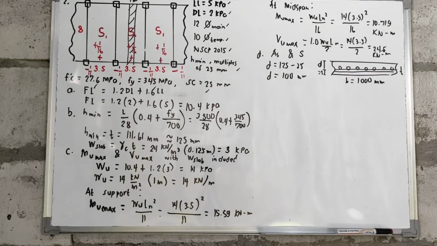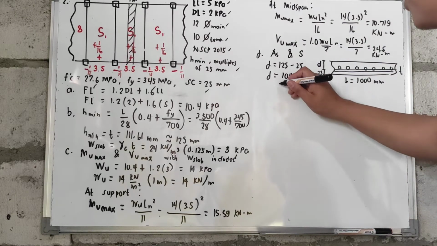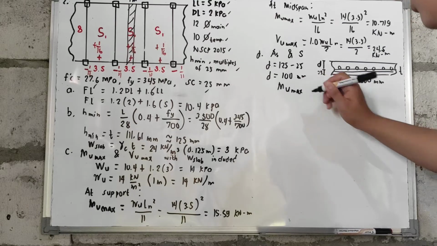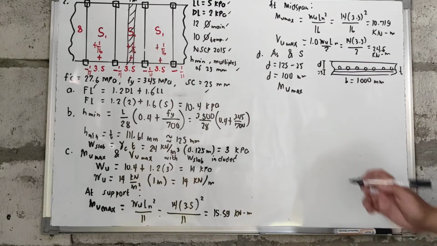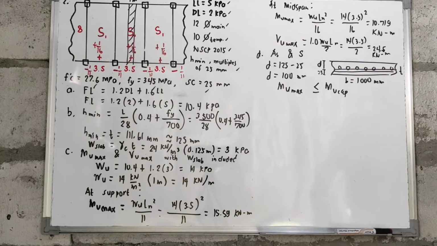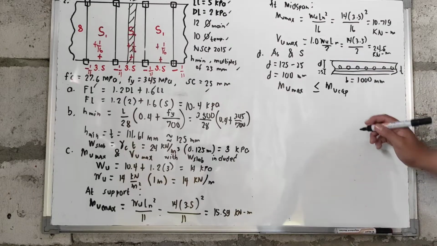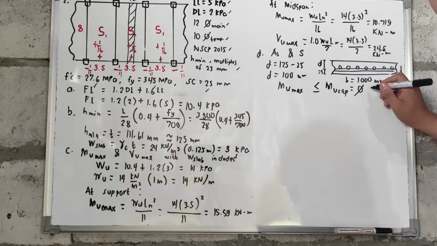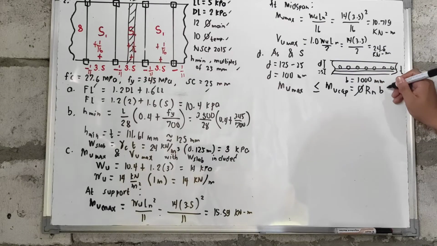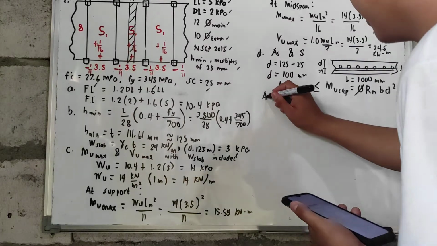So, after nating ma-compute yung value ng effective depth natin, pwede na natin gamitin yung principle natin, di ba? Yung Mu max natin, which is nakuha natin sa mga loads natin, dapat less than or equal yan to the value of your Mu capacity. Wherein yung Mu capacity natin, makukuha natin yan by means of using yung mga formulas natin sa RCD, wherein yung Mu capacity is equal to reduction factor, nominal resistance, b d squared. So, meron tayong dalawa. Yung at support muna. So, at support.